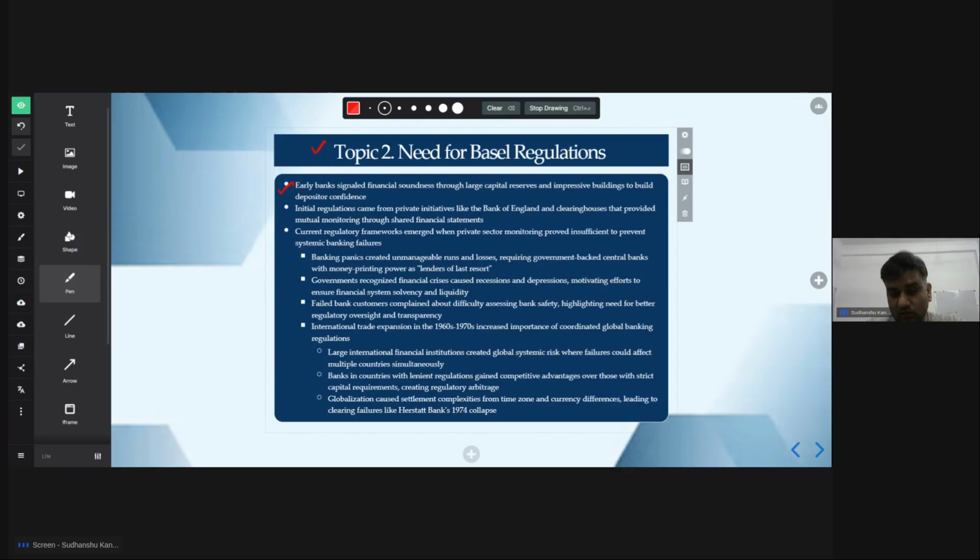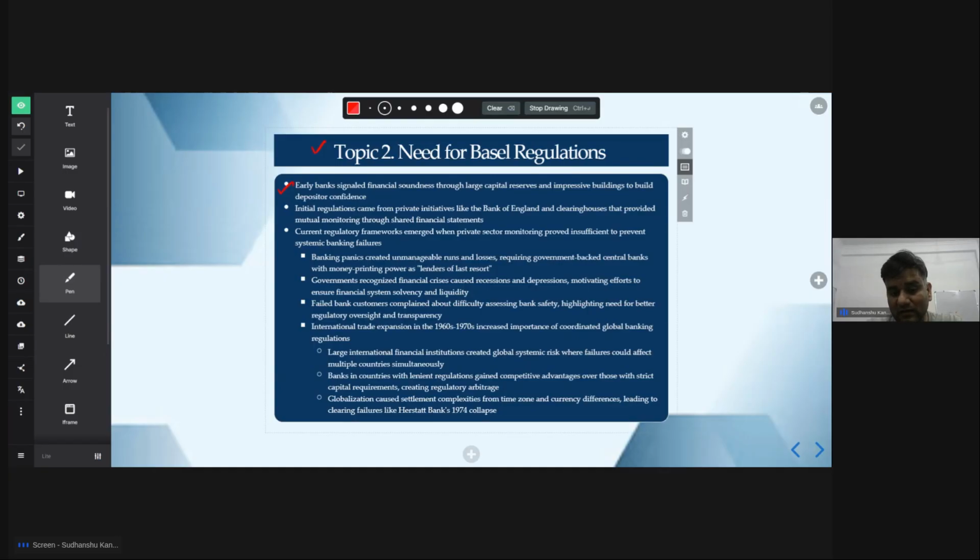There were banking panics and lender of last resort. Banking panics caused sudden withdrawals and large losses. Governments had to rely on central banks as lenders of last resort, with many looking at central banks as the money creation authority. There were macroeconomic consequences: financial crises caused recessions and depression. Governments realized that bank stability is macroeconomic stability, and there was a requirement of transparency and consumer protection. Bank customers struggled to assess bank safety, so demand increased for regulatory oversight and transparent capital standards.